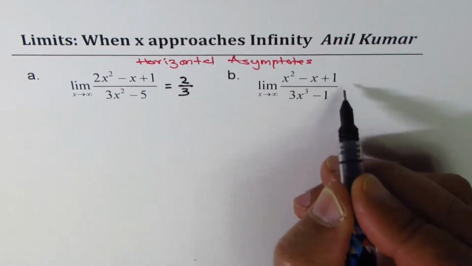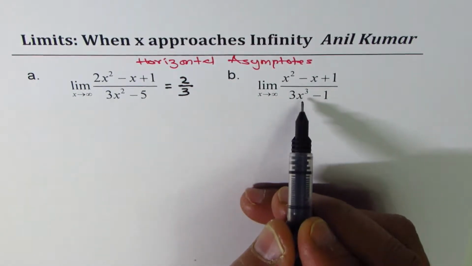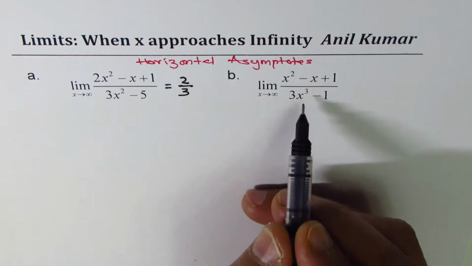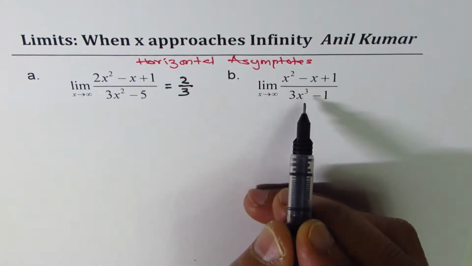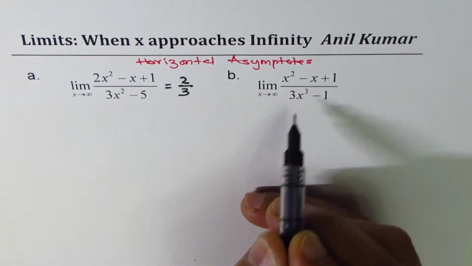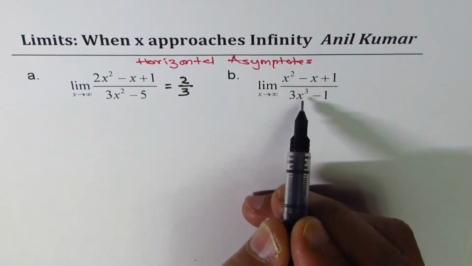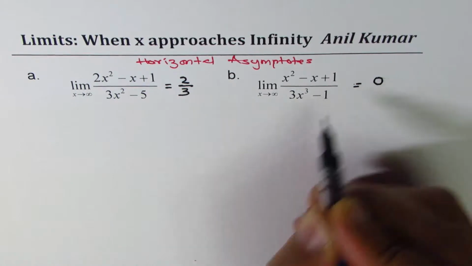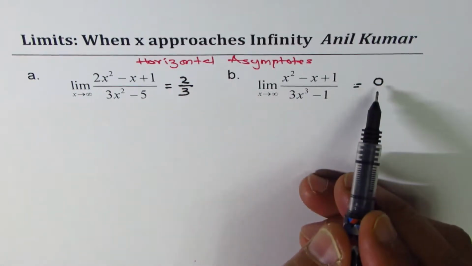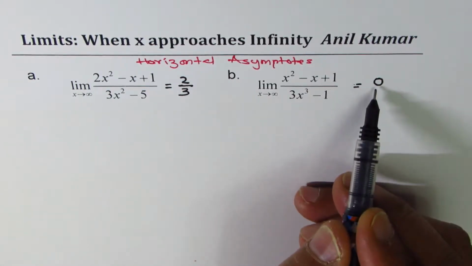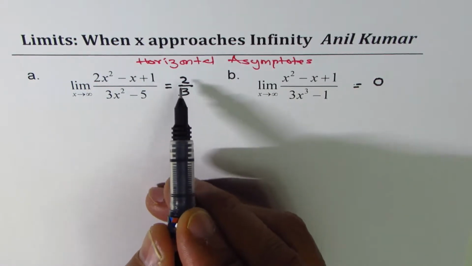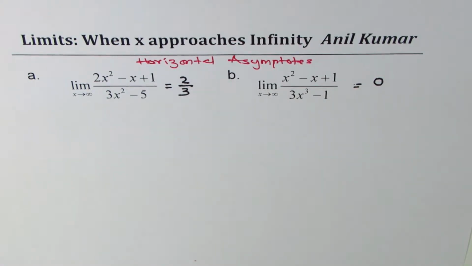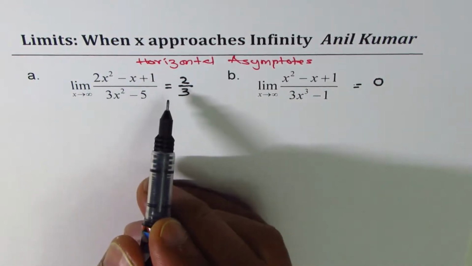Now this is slightly different. Here the degree of the denominator is higher. Whenever the degree of the denominator is higher, like in this case, the numerator degree is 2, the denominator is 3, x cubed. In that case, the limit will be 0, right? The horizontal asymptote will be y equals 0, and in this case, y equals 2 over 3. So you could actually write down the answer for such questions very easily, but now let's learn the technique, right?